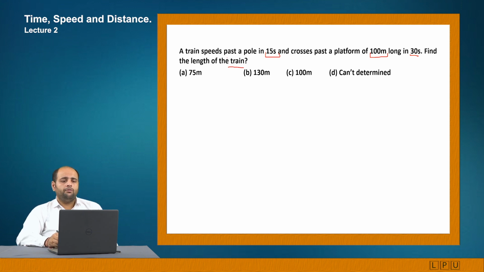As we know that time will be distance upon speed, and here in case of a pole, the distance will be length of train and the speed I don't know, and the time is the 15 seconds. So I can write down speed is equal to LT, length of train, divided by 15. Okay, so this will be the one equation. So here speed will be in meter per second also.